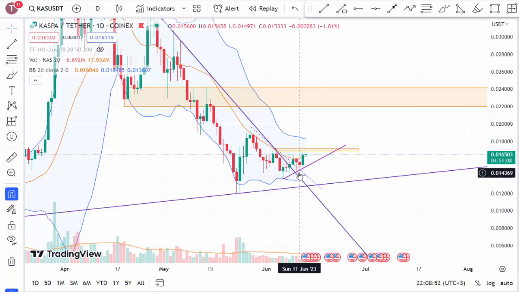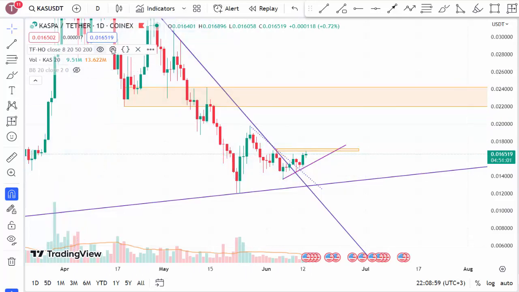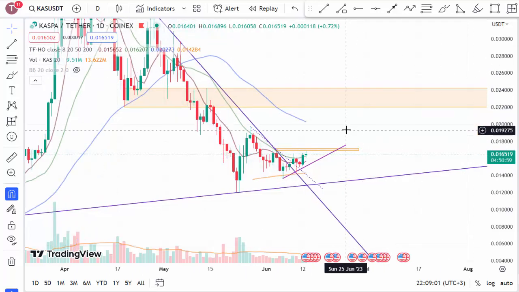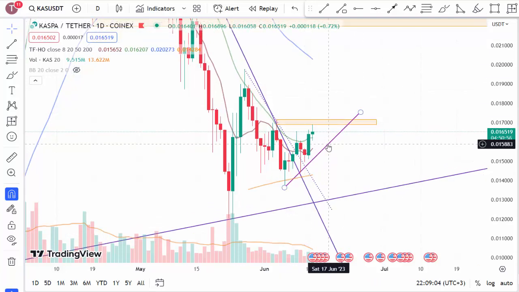However, if the price retraces, it could potentially fall back to the lower Bollinger Band. This possibility should also be mentioned, and after closing the Bollinger Bands, let's look at our moving averages.